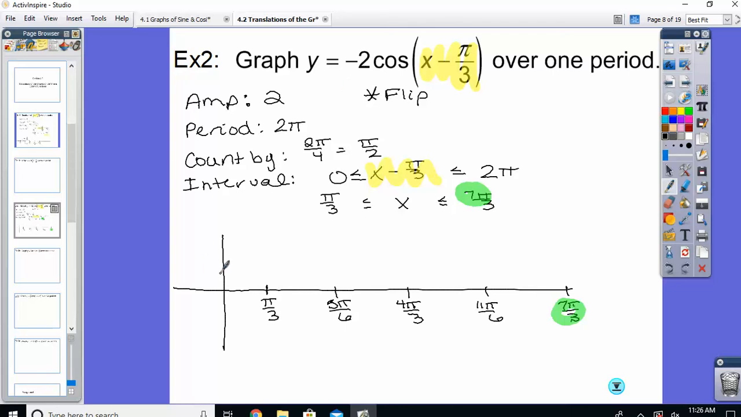My amplitude is 2. So high point positive 2, low point negative 2. Cosine normally starts at its high point, but we flip it, so it'll start at its low point. So do I put a point at 0, negative 2? No, we start at pi over 3 with my first x value. So at pi over 3, we're at negative 2. 5 pi over 6 is 0. 4 pi over 3 is positive 2. And then back down.